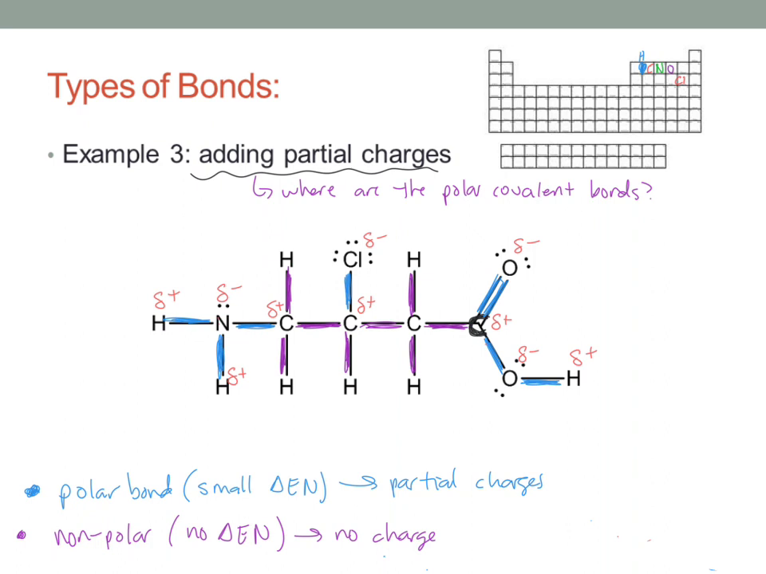For those of you who do want to see the dipole arrows, which are not as common as seeing these partial positives, I can draw the dipole arrows for you. Again, the more electronegative oxygen has the arrow going towards it. Same thing here, same thing there, same thing here, same thing there, and there. So those would be all of the dipole arrows if you hear that language.